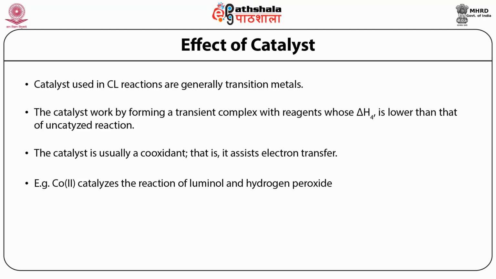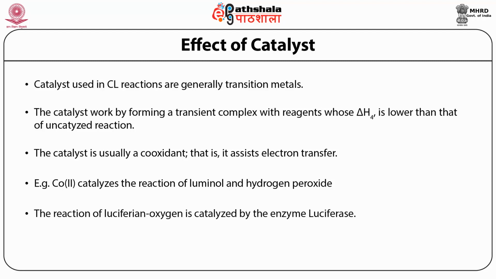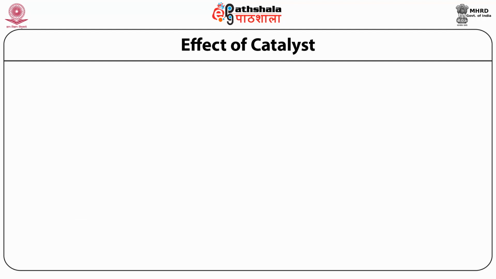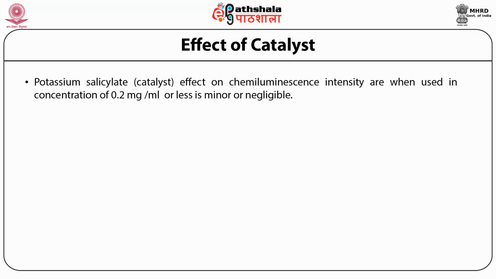For example, cobalt-2 catalyzes the reaction of luminol and hydrogen peroxide. The reaction of luciferin and oxygen is catalyzed by the enzyme luciferase. But merely considering the presence or absence of catalysts for chemiluminescent reactions will be a mistake. The concentration of catalysts plays an important role in chemiluminescent reactions. For example, potassium salicylate, which has been used as a catalyst in many chemiluminescent reactions, affects the intensity of the reaction or luminescence when used in different concentrations.